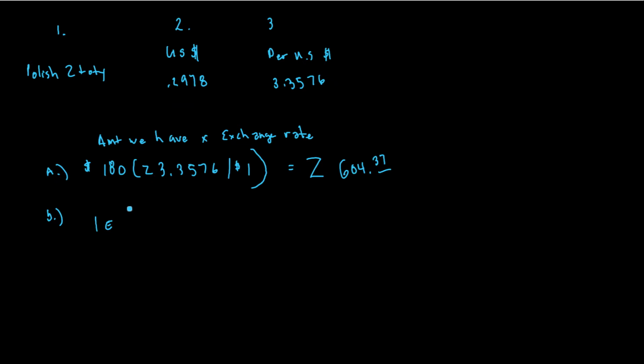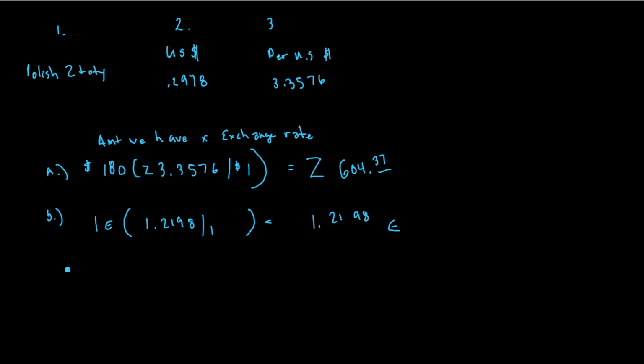So we have €1. We need to multiply that by the right exchange rate. Where are we going? We're going into dollars, so we want to use the US dollar equivalent. We multiply 1 euro by 1.2198 euros per dollar. So our answer ends up being 1.2198.